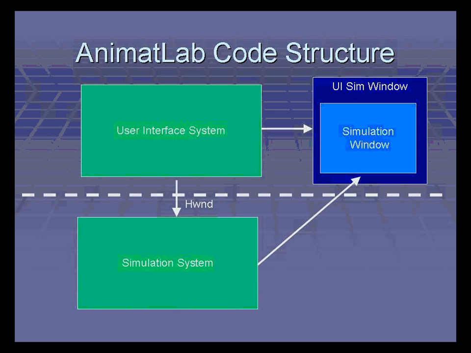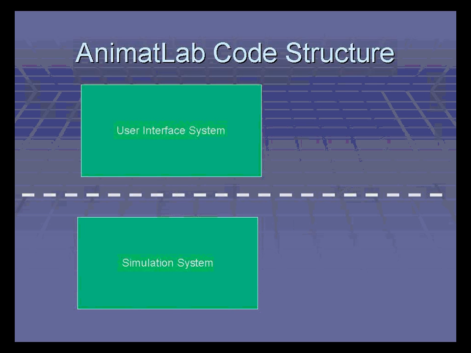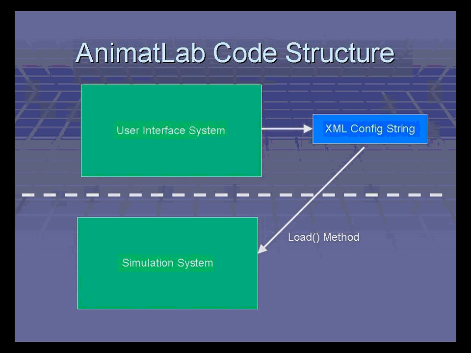However, the UI components do know something about the simulator system. They know the file structure used by the simulator. So when you start a simulation, the UI components save the configuration to an in-memory XML string, so the UI components need to know how to save out the XML configuration that's needed by the simulation objects. It then passes that XML string to the simulation system using the load method. This allows the simulator to load and initialize all of its structures. But otherwise, there's no direct connection between the UI and the simulation components.